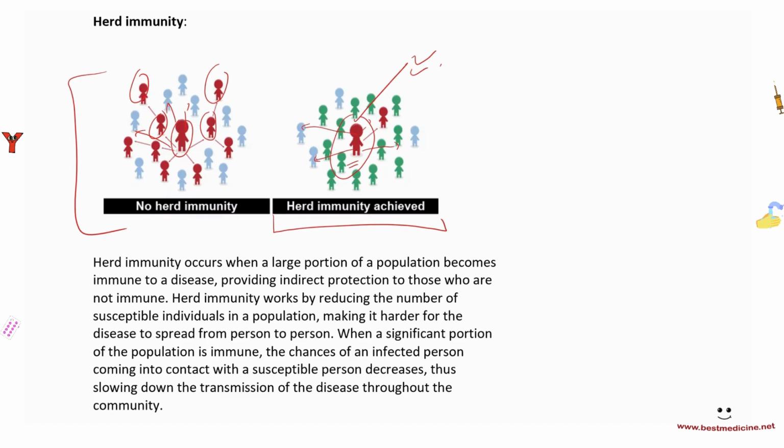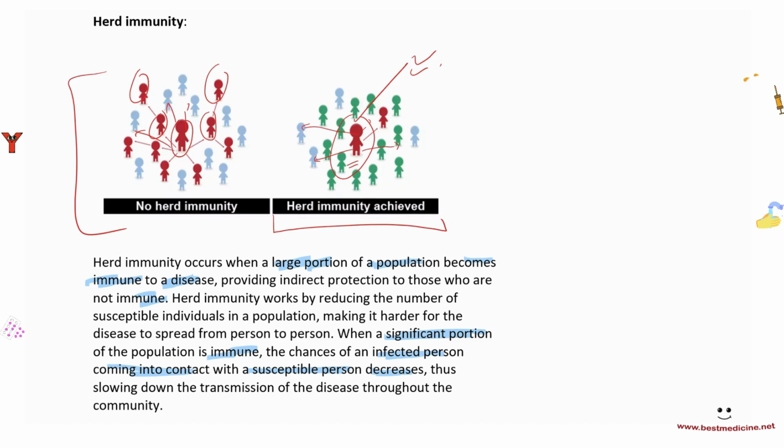Now, a very popular example of a disease that has been eradicated from the world due to herd immunity is smallpox. The smallpox virus has been eradicated by this. So again, herd immunity occurs when a large proportion of the population becomes immune to a disease. This provides indirect protection to those who are not immune. Herd immunity works by reducing the number of susceptible individuals in a population, making it harder for disease to spread from person to person. So if a significant proportion of the population is immune, the chances of an infected person coming into contact with a susceptible person decrease, transmission slows down, and eventually the disease as a whole is eradicated.